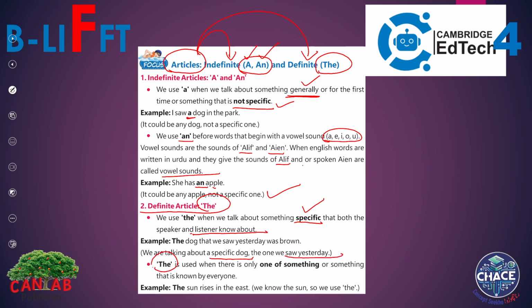The is used when there is only one of something or something that is known by everyone. This is again a very important point. The sun is known by everyone and it is special and it is one of its kind. That's why we have used the: the sun rises in the east, because we know the sun. So we use the.